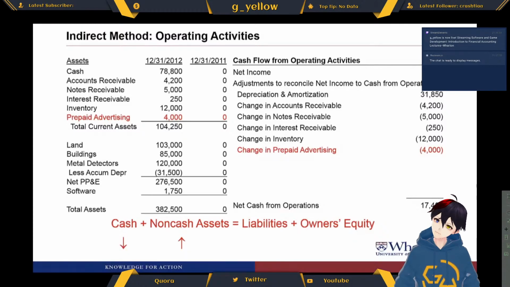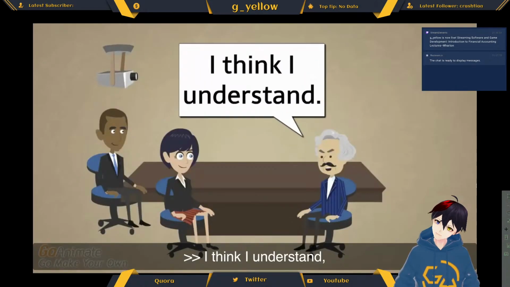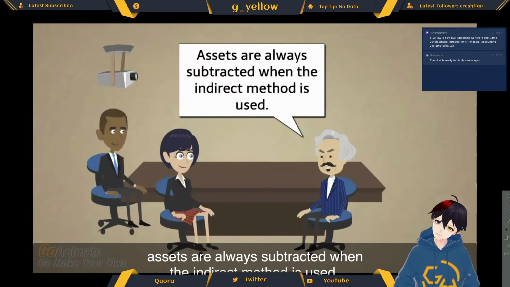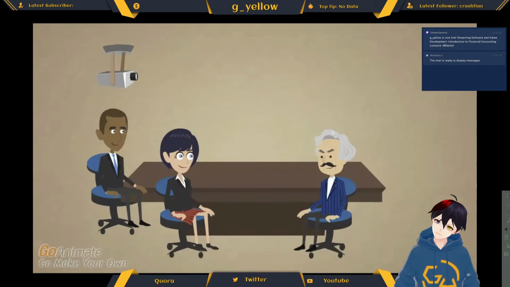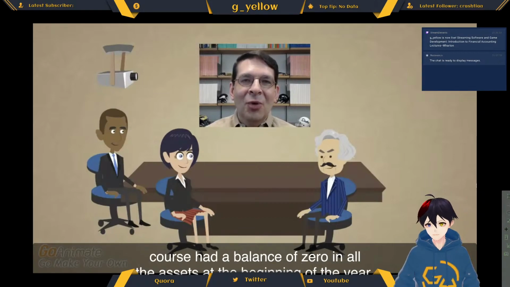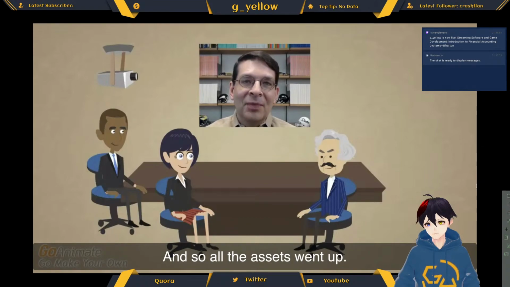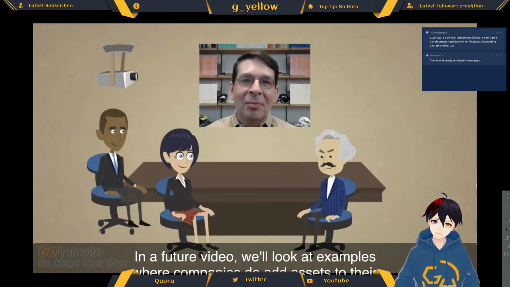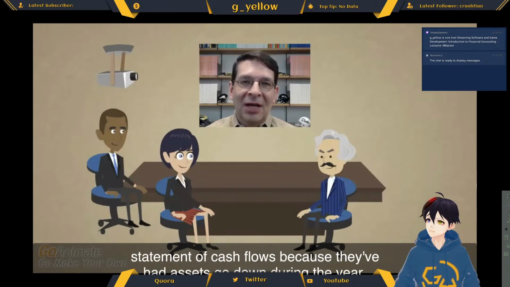I think I understand. Assets are always subtracted when the indirect method is used. No. That's just a function of looking at a startup company, which of course had a balance of 0 in all the assets at the beginning of the year, and so all the assets went up. In a future video, we'll look at examples where companies do add assets to their statement of cash flows because they've had assets go down during the year.